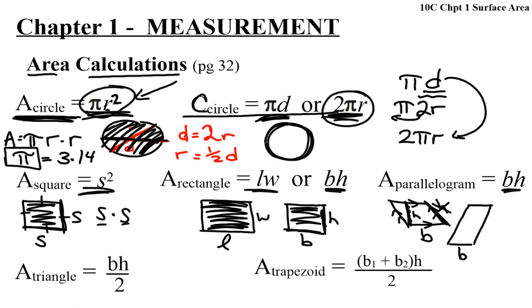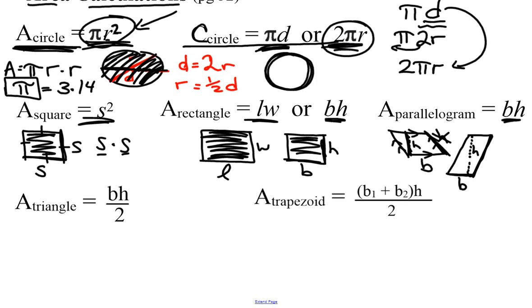So if this is the base in the second parallelogram I've sketched here, the height would be from the base to the opposite base, not the slant height. There's your height there. So that's the parallelogram. These are shapes you've been working with for years, so it should hopefully not be too complicated.